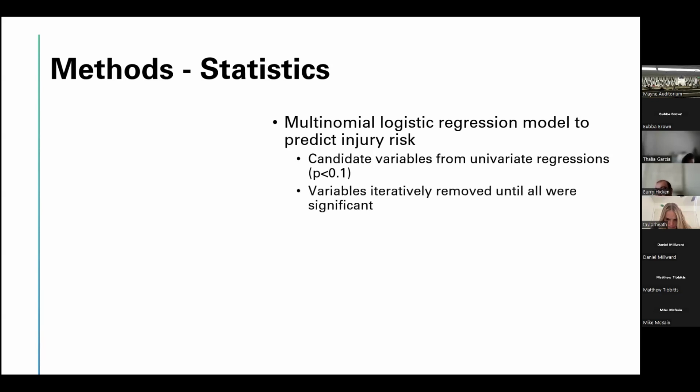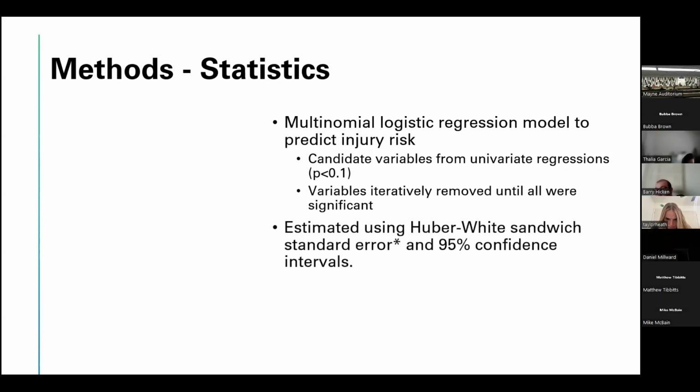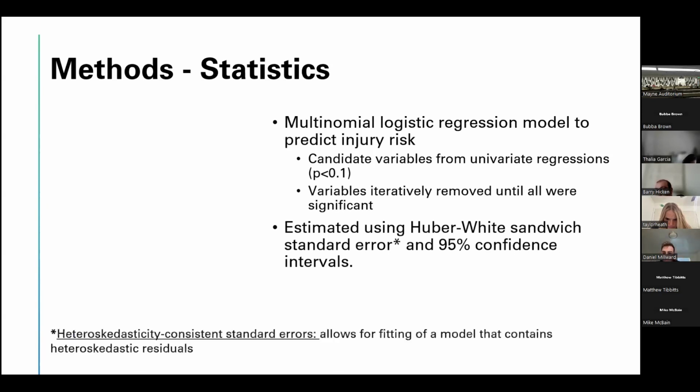And they iteratively removed these variables until only statistically significant ones were applicable, or that had a statistically significant impact. And then this model was apparently estimated using a Huber-White sandwich standard error and a 95% confidence interval. Personally, maybe this speaks to my lack of experience with statistics or epidemiology, but I had no idea what that was. So apparently this is also referred to as a heteroskedasticity consistent standard error.